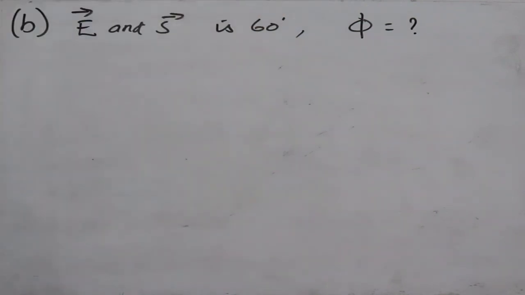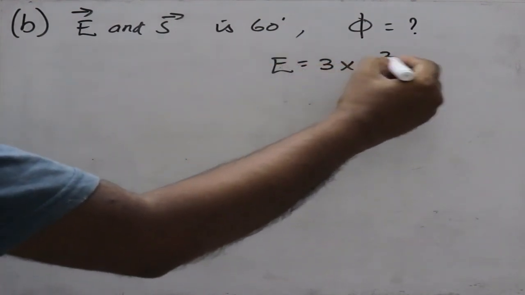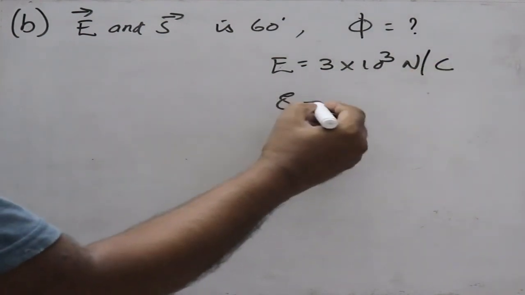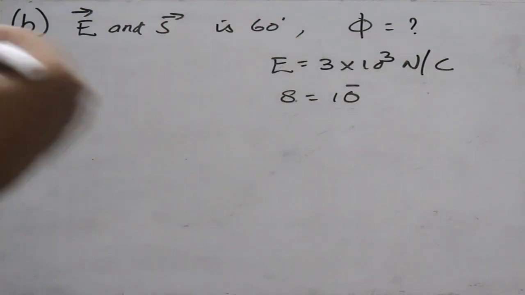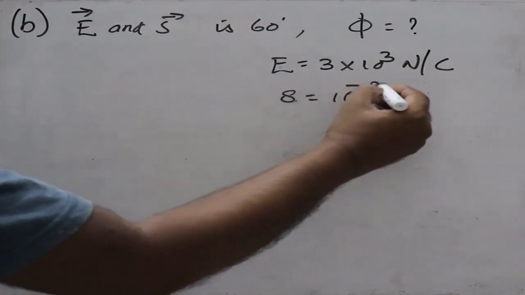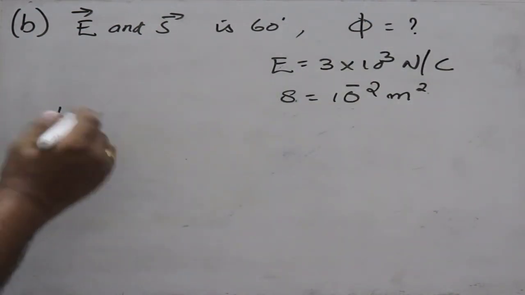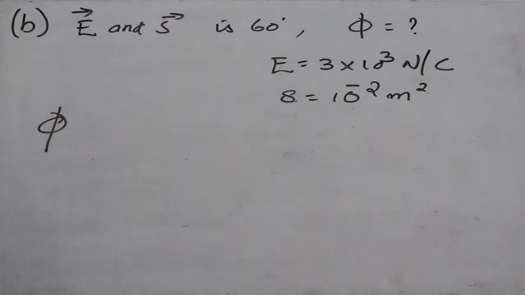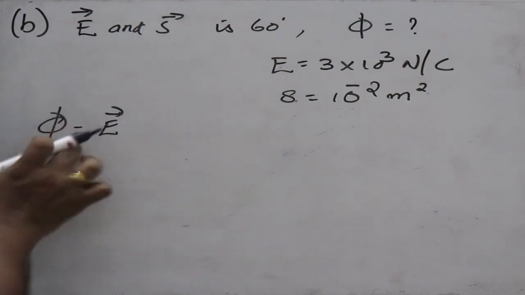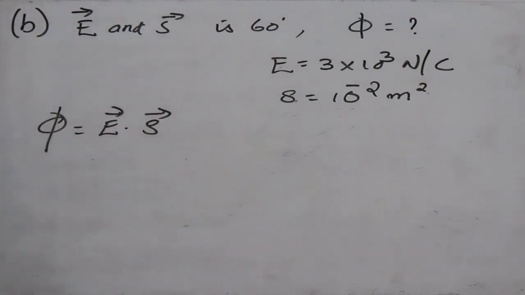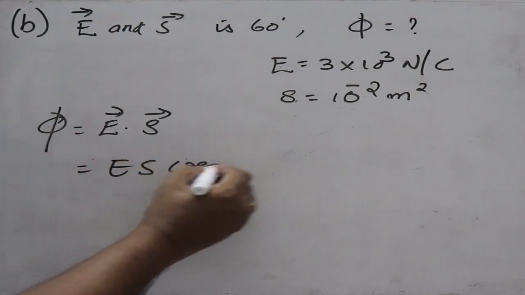In that case, what is the flux? We know the value of the electric field, 3 into 10 raised to 3 Newton per Coulomb, and the area vector is 10 raised to minus 2 meter square. So we can find the flux if the area vector makes an angle of 60 degrees with the electric field. The flux phi is equal to E dot S, which is equal to ES cos theta.